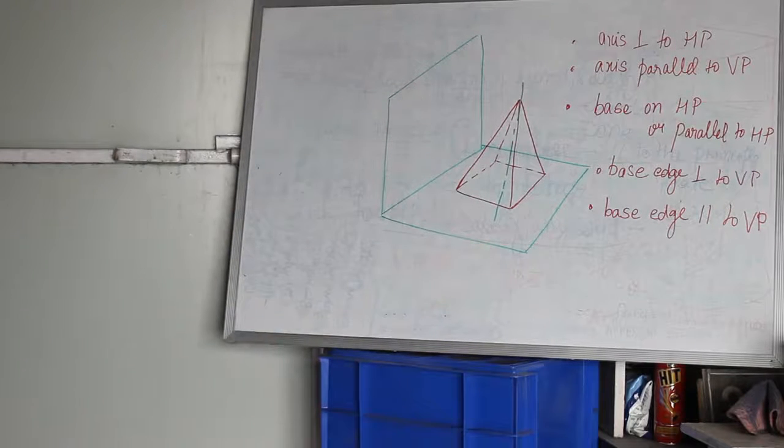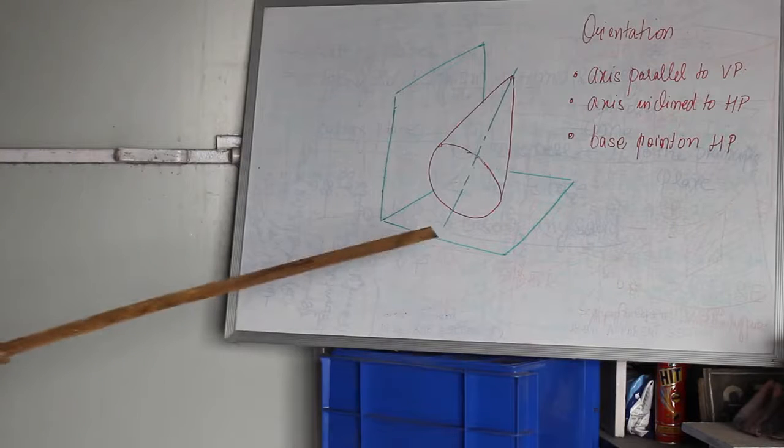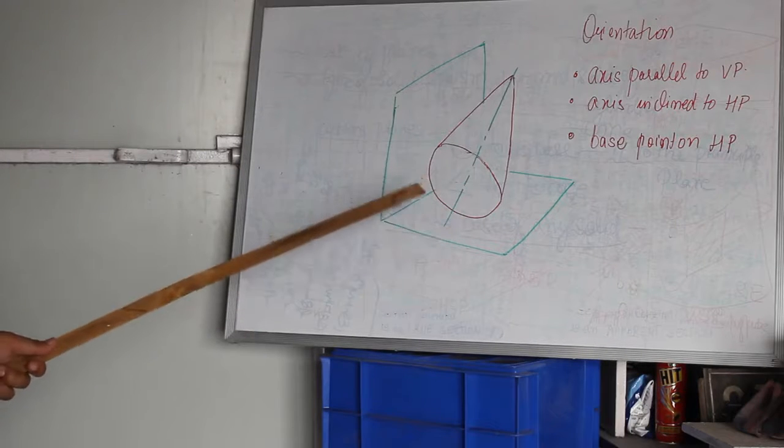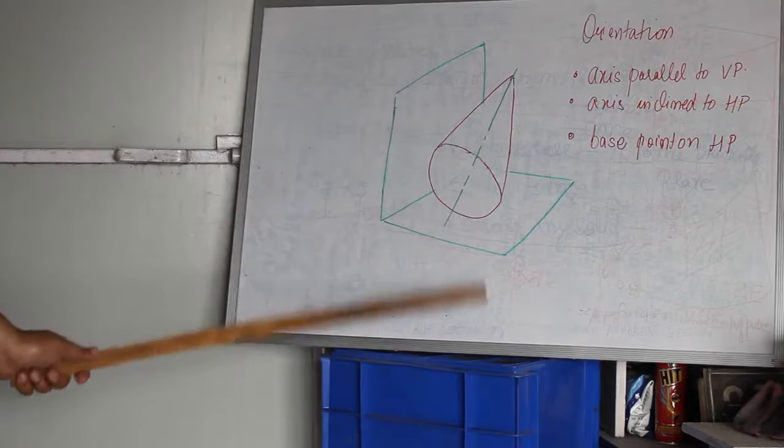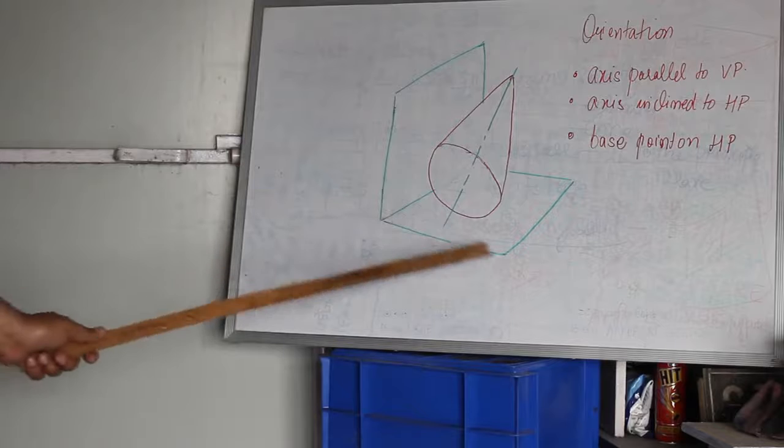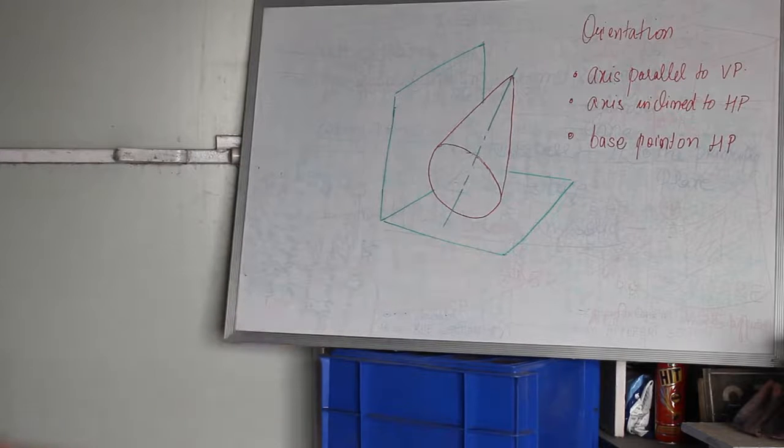Let me assume another example. In another example, I have assumed a solid which is a cone. This is VP, this is HP, you all know. If it is like this, this is first angle.